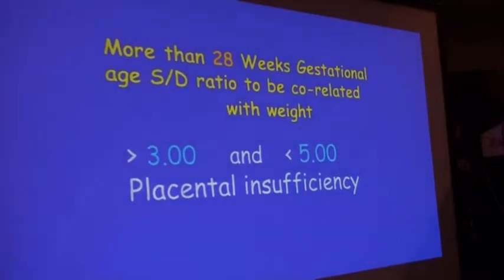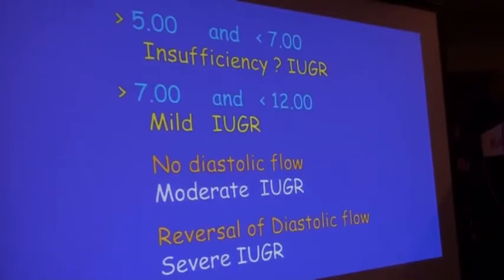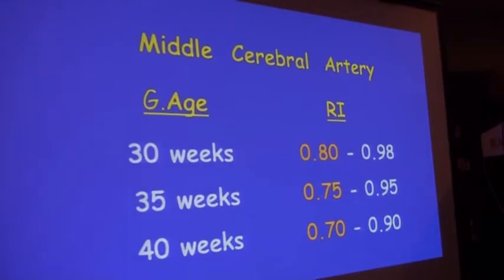When we talk about IUGR, we have to start with placental insufficiency between 3 and 5. If it is more than 5, less than 7, we use question mark IUGR. More than 7, less than 12, we use mild IUGR. When there's no diastolic, moderate, and reversal, severe.